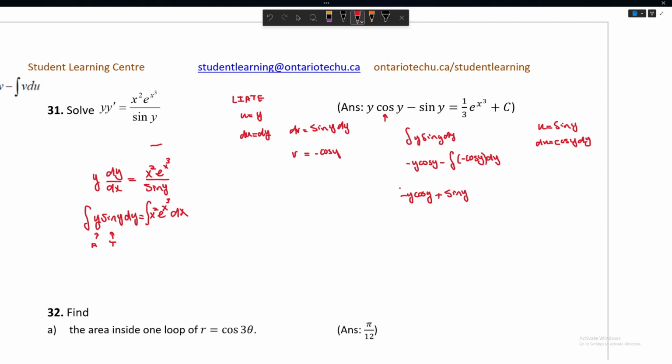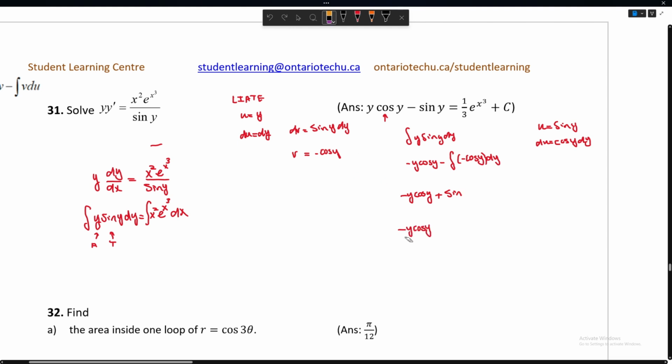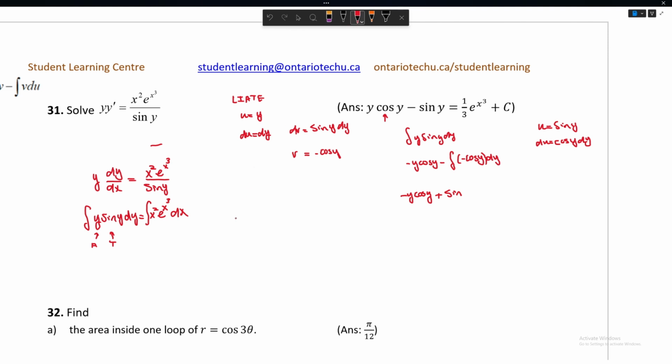So if you pull out a negative, what you'll get is y cos y minus sine y. I just pulled out a negative. That's all I did here. Did they flip the other side? Actually, we'll do this last step at the end with the negatives and see what's wrong with it. Maybe it's even my integral. Anyways, now doing the right side.